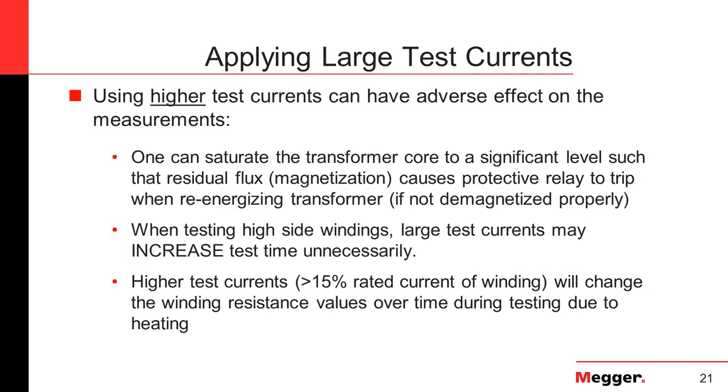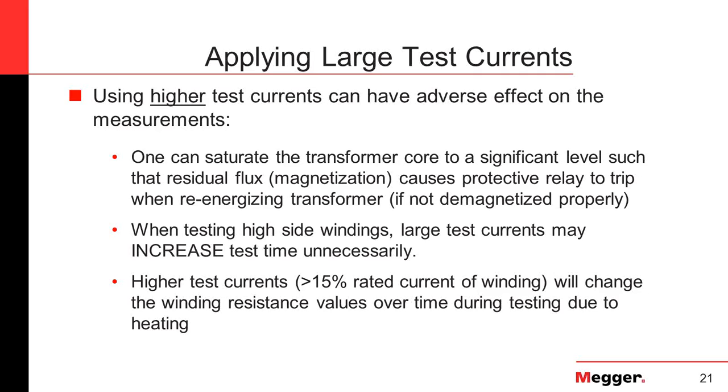Higher test currents do have adverse effects that we need to consider. One of them is that when we're saturating the core, we have to demagnetize. And the more current one applies, the more deeply one magnetizes the core. And so we do not want to create a condition which is going to be more and more difficult to bring back.